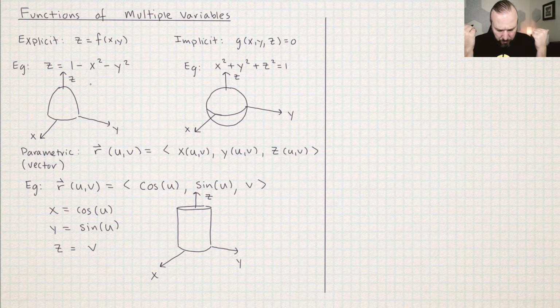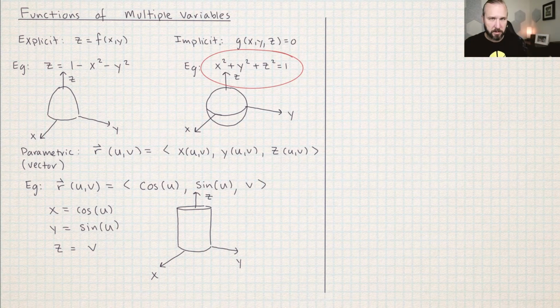The next type is implicitly defined functions. I think that most students are familiar with this equation of a sphere of radius 1. That's an example of an implicitly defined function.